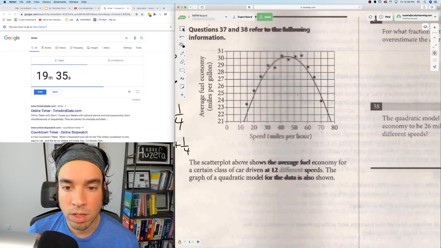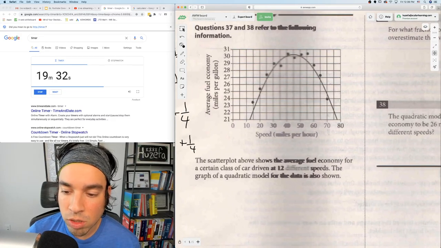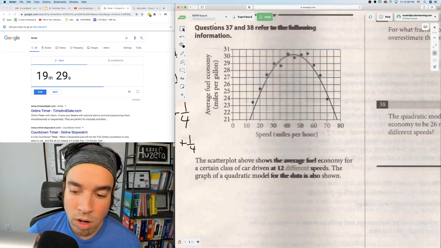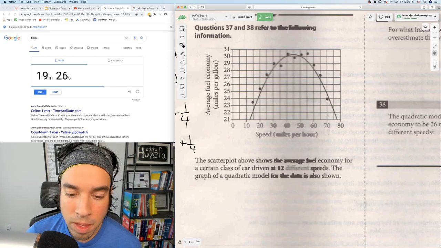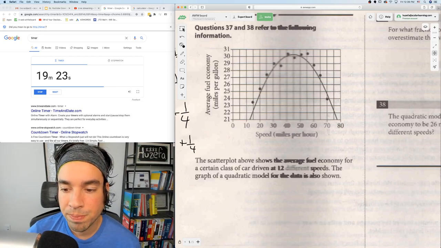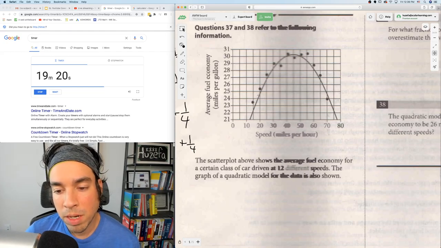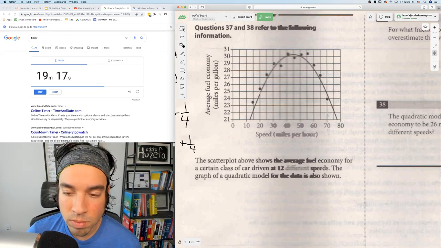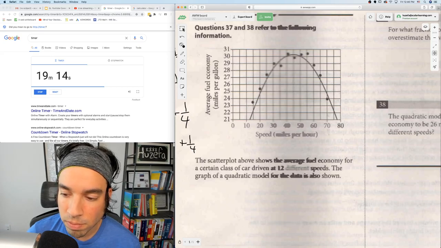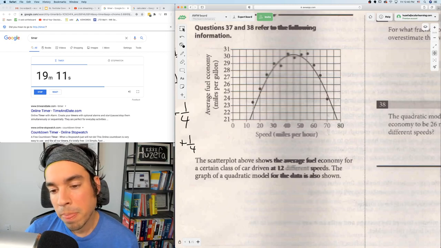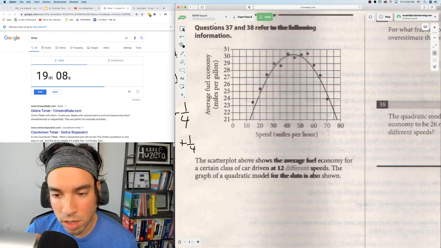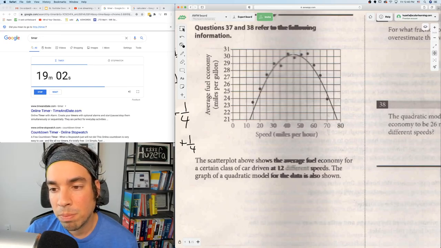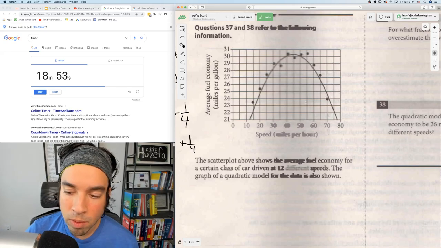37, two problems remaining. And we got a double header. Scatter plot above shows the average fuel economy for a certain class of car driven at 12 different speeds. Got it. The graph for the quadratic model for the data is shown. So at 20 miles an hour, it shows it's going to have a fuel economy of like 24.5 or something. Up here is the best at 45 miles an hour. It's got a nice 30 miles per gallon or something. And then here at 70, it drops back down, right? Okay. 37, 38.